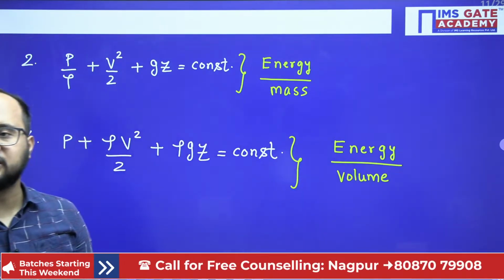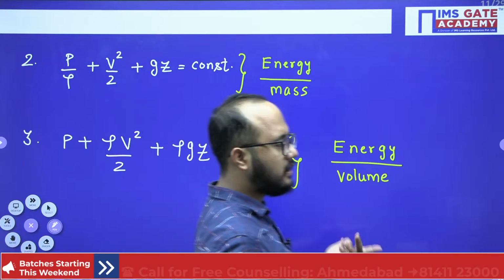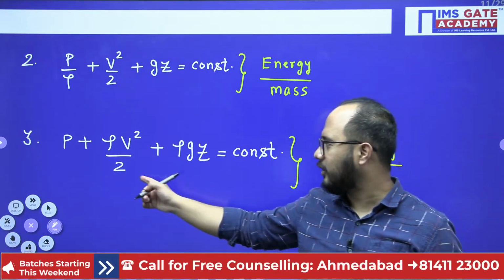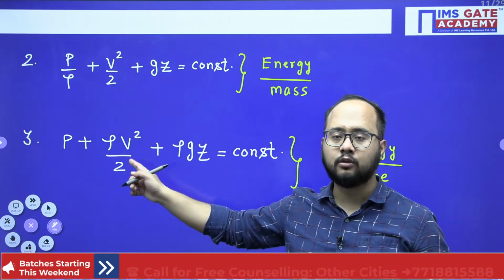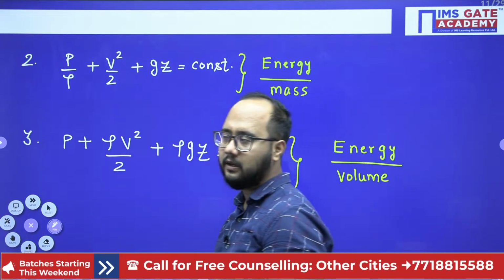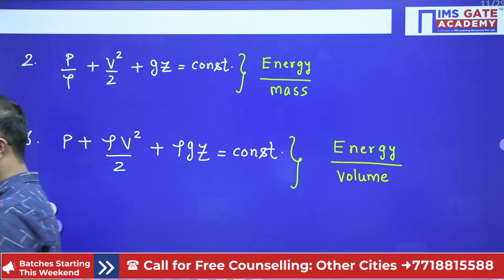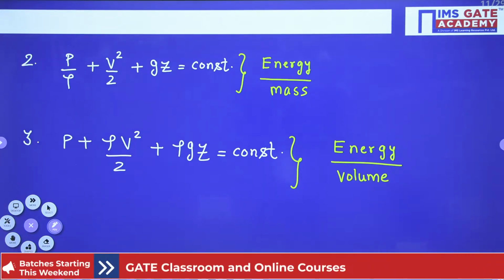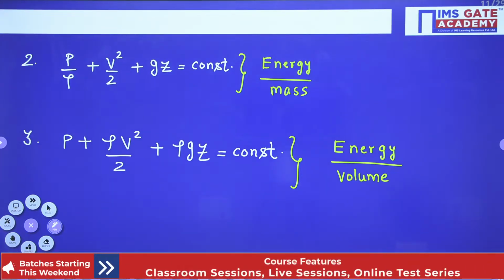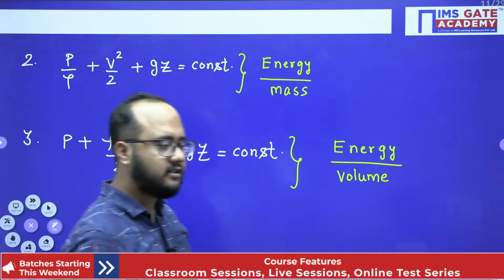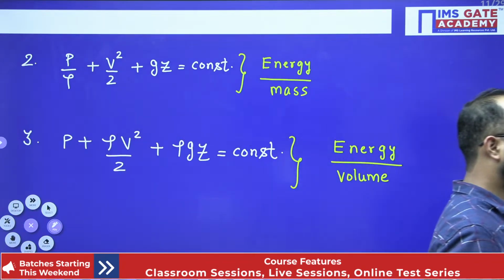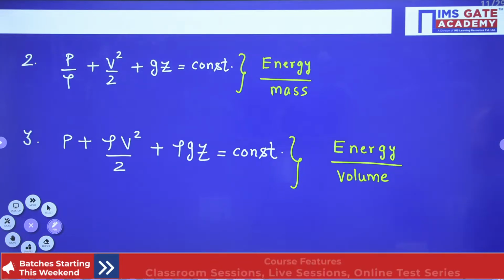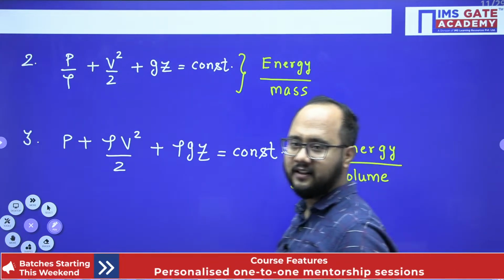Tell me the unit for this one. Energy per unit volume. Now can you tell me what this particular parameter stands for? Rho V square by 2. Pragya, tell me what is rho V square by 2? As you told, dynamic, so I can say it is a dynamic pressure.